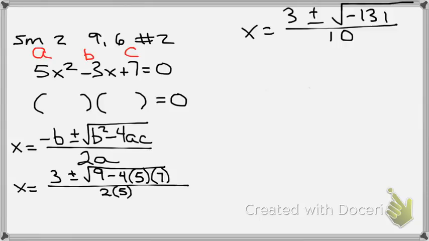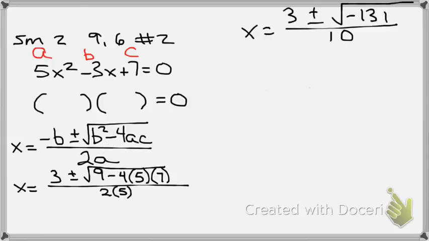Yes? This 5 down here? Because my formula says 2 times A. So 5 is A. Thank you. Good question.